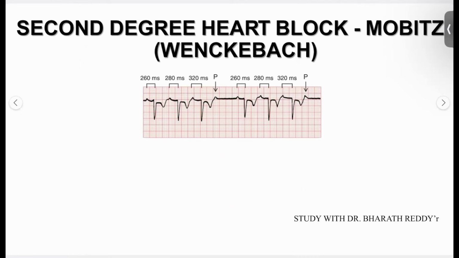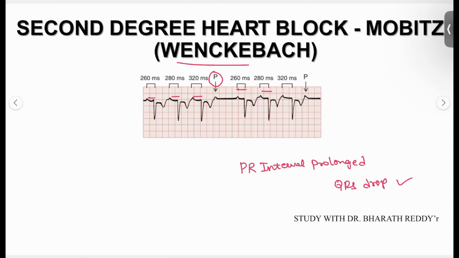Next, moving on to the second degree heart block. This is your Mobitz type 1 or the Wenckebach type. In Mobitz type 1, what is happening, guys? Here the PR interval will be prolonged, so the interval will keep increasing. Suddenly there is a drop of the QRS complex. So the sudden drop of the QRS complex is presented in the second degree heart block.